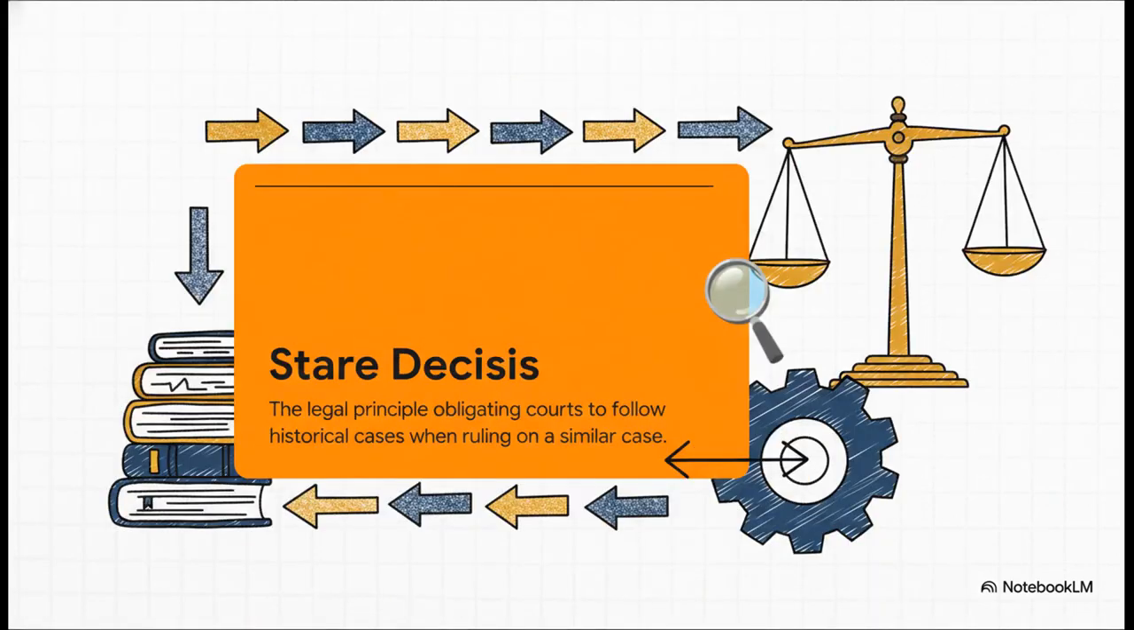Okay, so why do all those old cases matter? It all comes down to this one really powerful principle with a fancy Latin name, stare decisis. It literally means to stand by things decided. And this is the engine that makes the whole system run. It means that a judge looking at a case today has to follow the rulings from similar cases in the past. It's what keeps the law consistent and predictable.